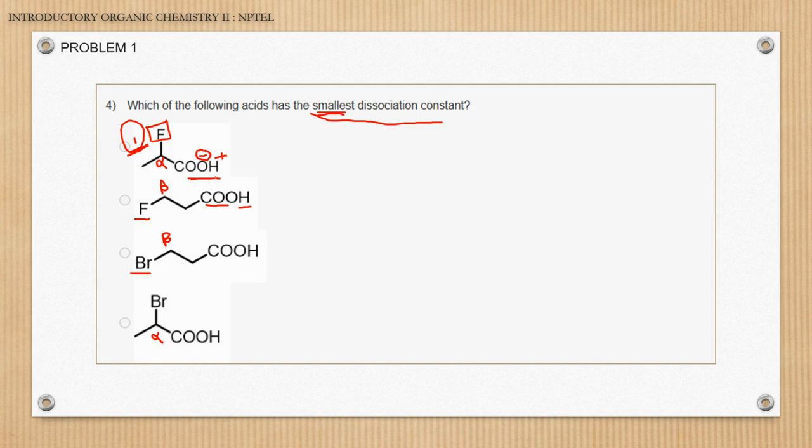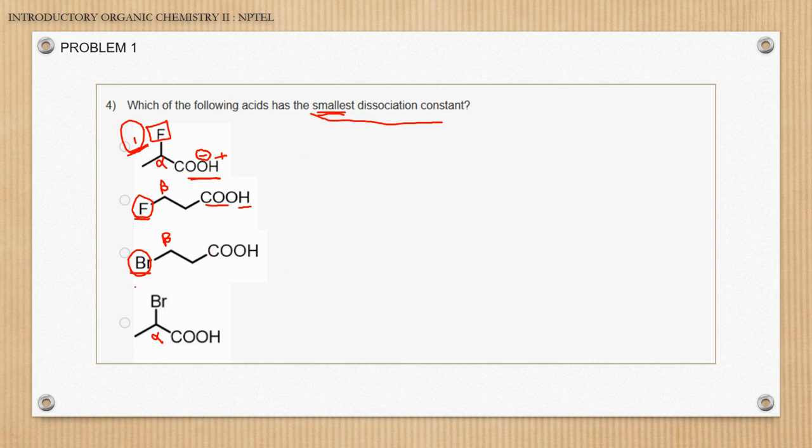What do you mean by the weakest acid? Which will not give you H plus very readily in the medium. The concentration of H plus should be low in the medium. So here we have seen that the first is the highest dissociation constant containing acid, and if you go through the electronegativity, then bromine will have a low acidity. So here bromine at the beta position will stabilize this carboxylate ion the least.